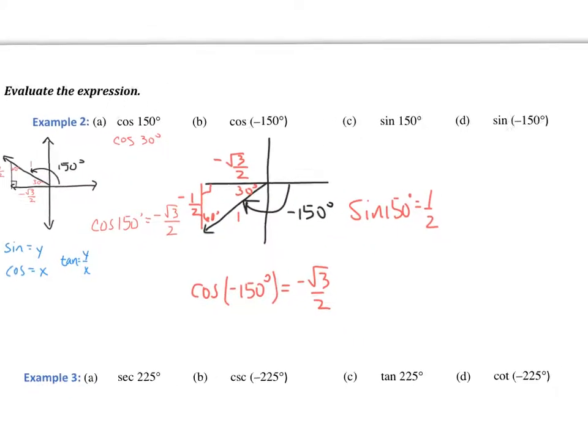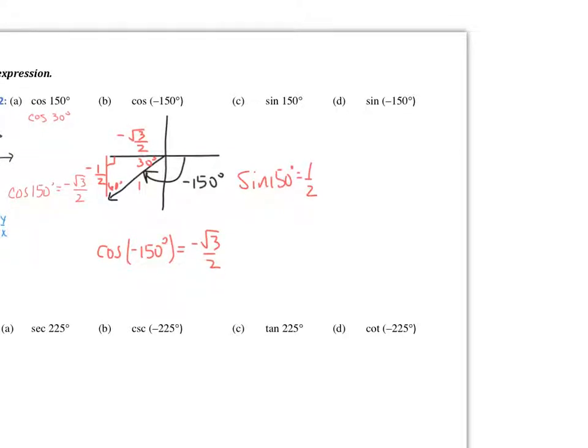All right, and so then, since we already have the picture drawn, what's the sine of negative 150? I heard 1/2. It should be negative 1/2, because remember, we went down. Okay?